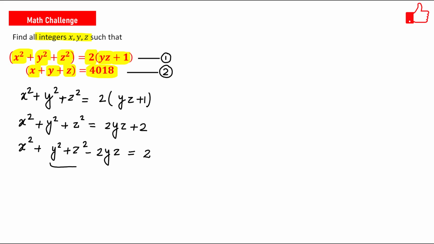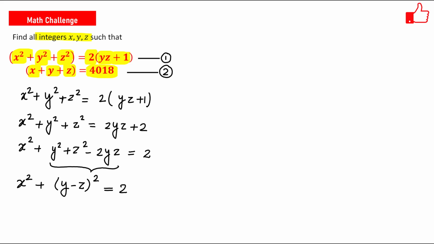Now let us see this term, y² + z² − 2yz. This term is nothing but (y − z)². So I can write this as x² + (y − z)² = 1.